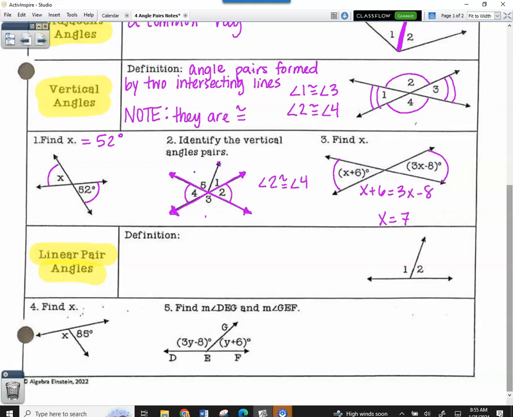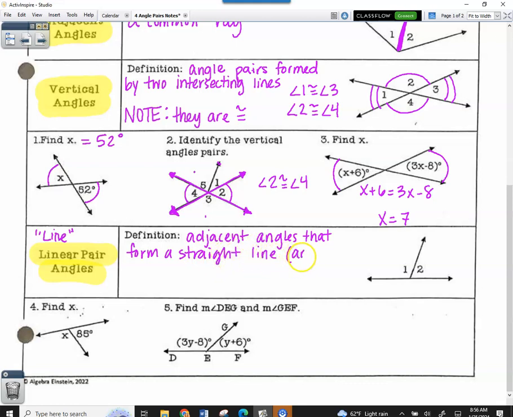Okay, next, linear pair angles. What word do you hear in the phrase linear pair? There's a math word in there. What? Line. I want you to write above it in quotes, "line," because I want you to think of line as a clue of what linear pair means. It is adjacent angles that form a straight line.